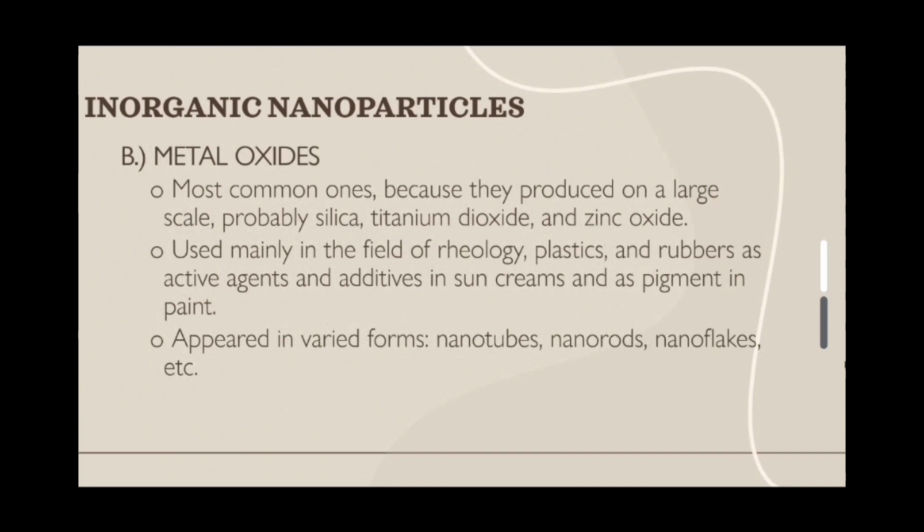Still under inorganic nanoparticles, we have the metal oxides. They are considered the most common ones because they are produced on a large scale, namely silica, titanium dioxide, and zinc oxide. They are used either natural or coated, mainly in the fields of rheology, plastics, and rubbers as active agents and additives, in sun creams, and as pigment in paint. Different metal oxides have appeared in varied forms, such as nanotubes, nanorods, nanoflakes, and etc.